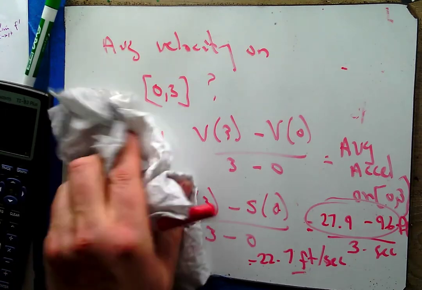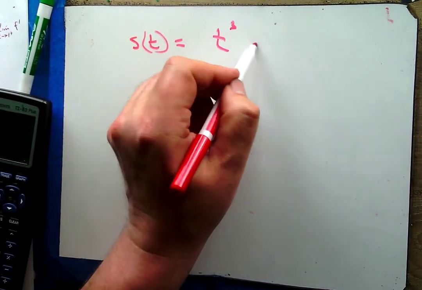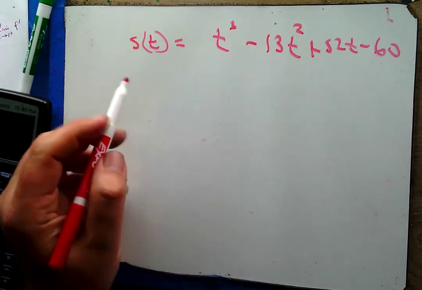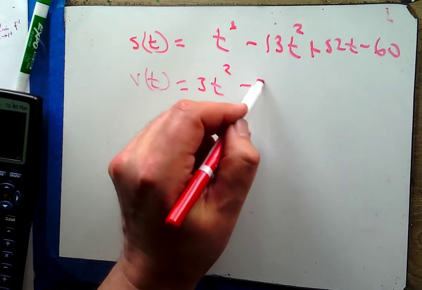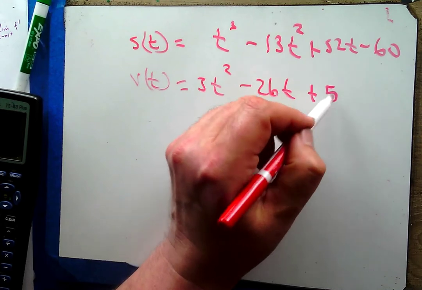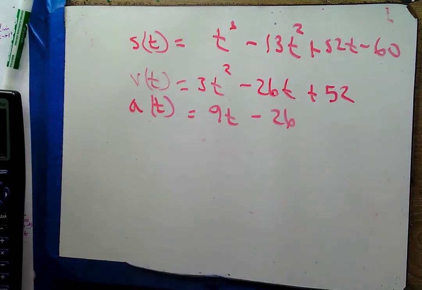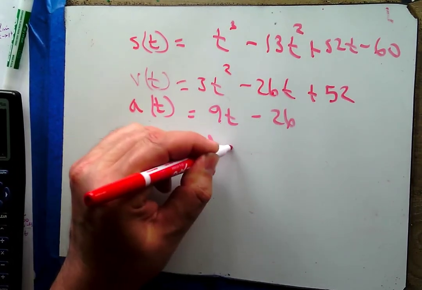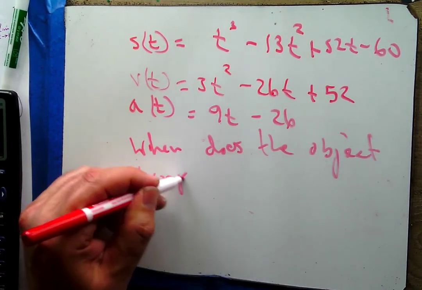Okay. Last problem I'm going to look at with you is this interesting one. This is an interesting position function because it's not Newton's falling object. 13t squared plus 52t minus 60. So, you know, v of t then would be what? That's right, I bring the 3 down, I subtract 1, bring the 2 down, and take the derivative of 52t to get 52. And then acceleration would be 9t minus 26. Okay, so when does the object, I'll let you fill it in now, change direction?